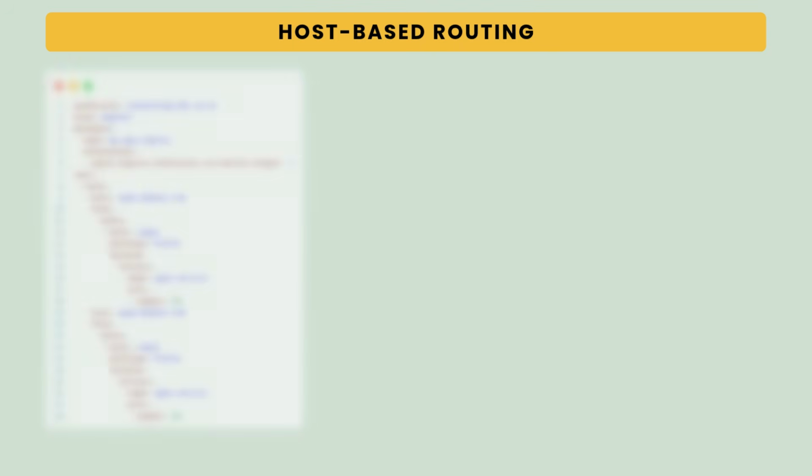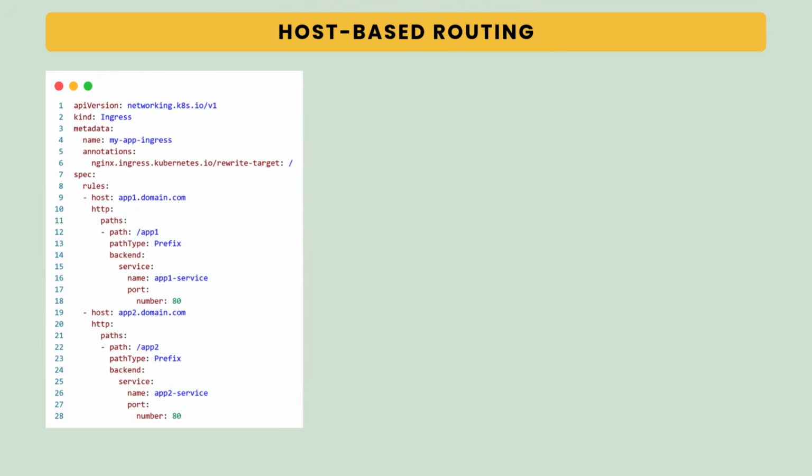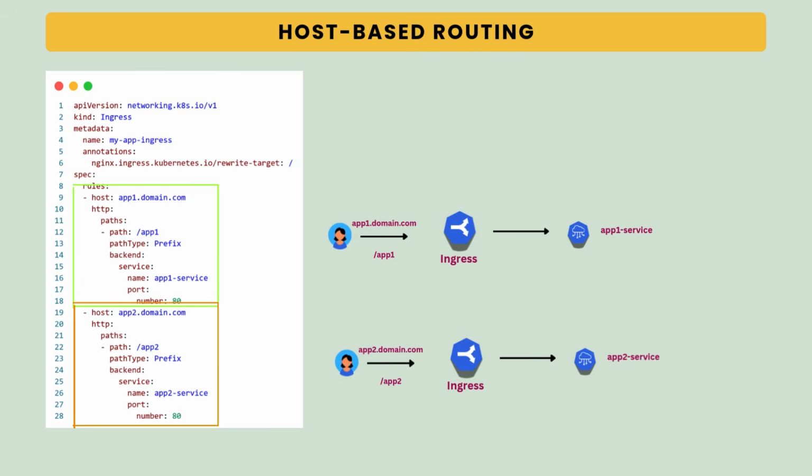Let's see how we can achieve this with the YAML. So you can see we are adding a host part for each rule. When a request comes, Kubernetes first checks the host header in the request to see which domain it's meant for. Once the host matches, it then looks at the path under the host to decide which service should handle this.